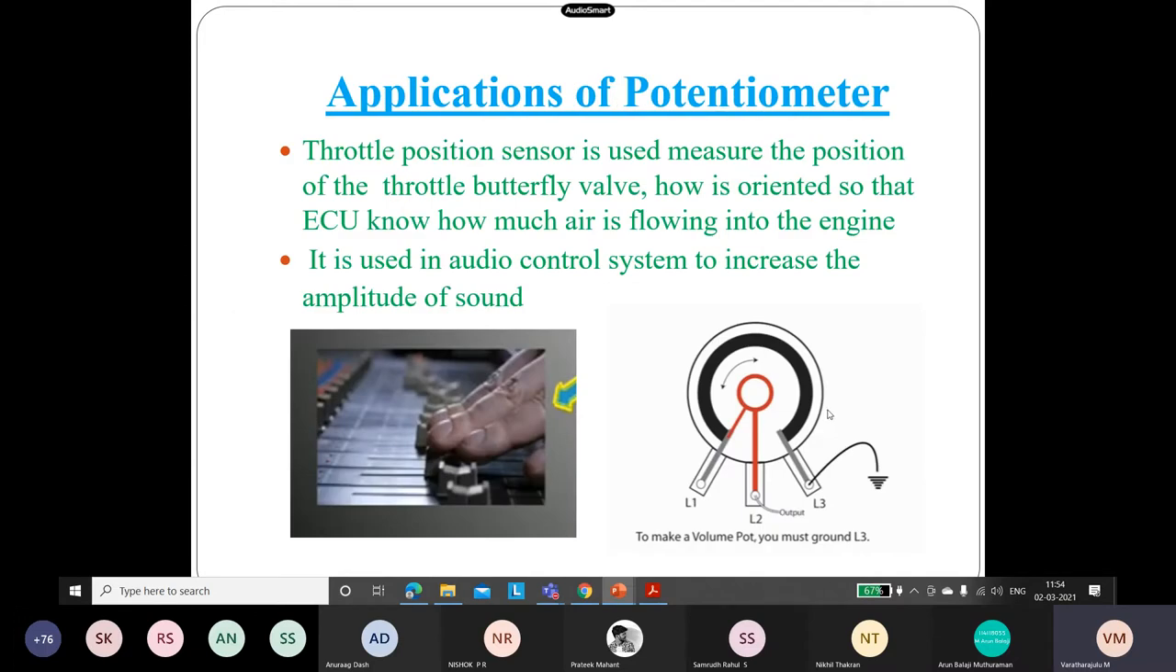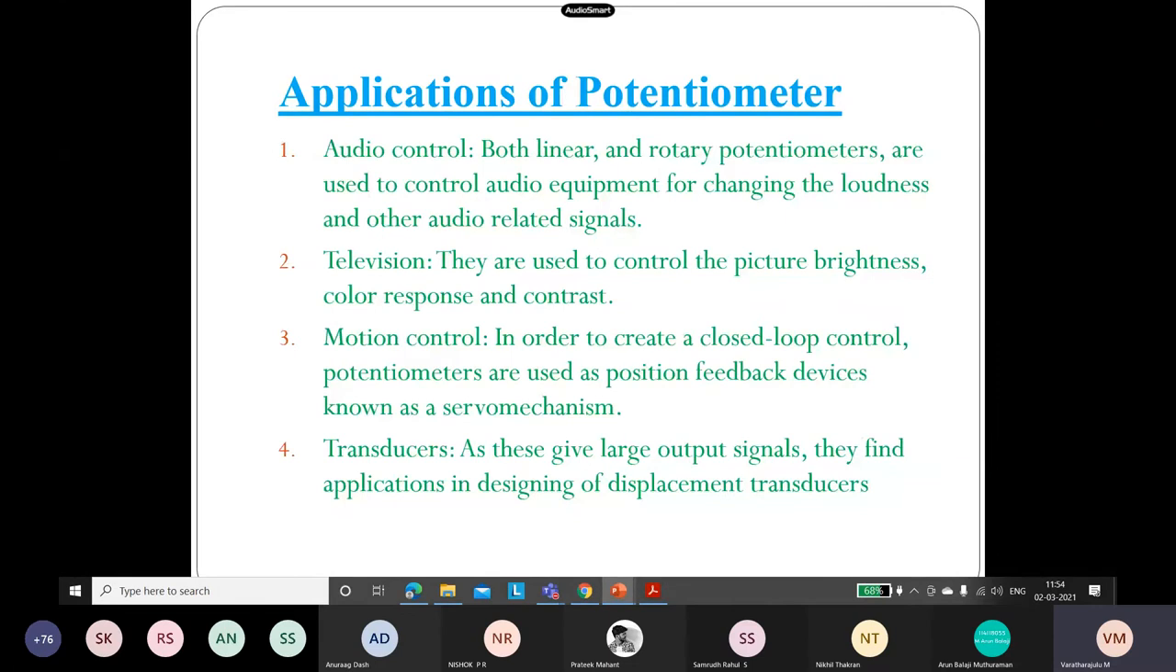Applications of a potentiometer: the throttle position sensor is used to measure the position of the throttle butterfly valve, to see how much air is flowing into the engine. It is used in audio control systems to increase the amplitude of sound. In audio control, both linear and rotary potentiometers are used to control audio equipment for changing the loudness and other audio related signals. It can even be used in televisions for changing the brightness, color and contrast. In motion control, it can be used in a closed loop control system to get feedback in the servo mechanism. As transducers, it gives large output signals, and it finds application in displacement transducers.